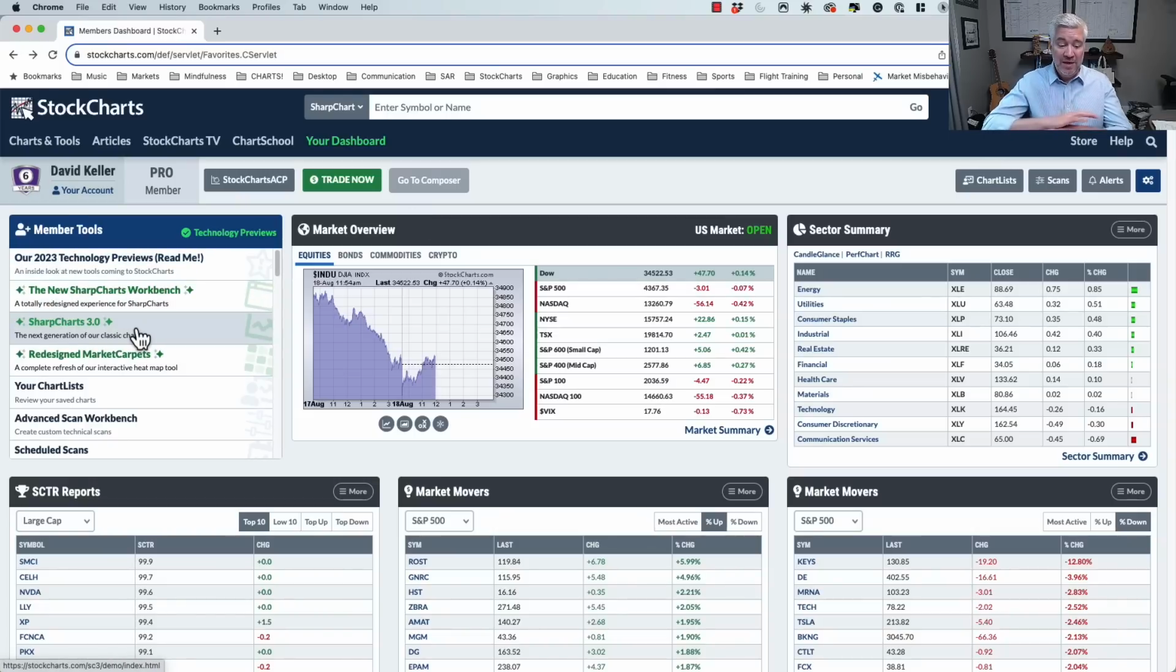SharpCharts 3.0 is a complete redesign of our charting platform. One of our head developers has literally started over from scratch, building it on an entirely new charting engine. We're going to have so many cool capabilities once that is ready, and you'll see a preview there of what kind of user experience you can have when it is released. That'll be a good tool as well. And then the market carpets, the new version of this, I think blows any other heat map out of the water. It's going to be really, really cool. Those are some pretty big efforts that we have our development teams focused on for now.